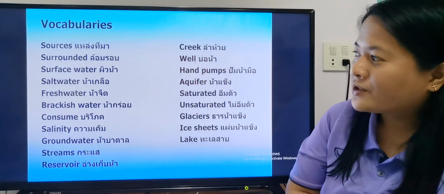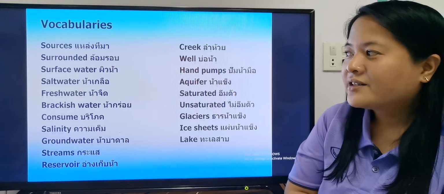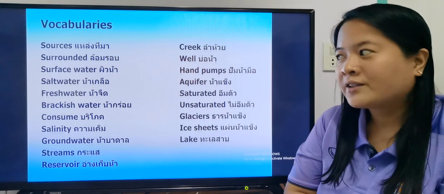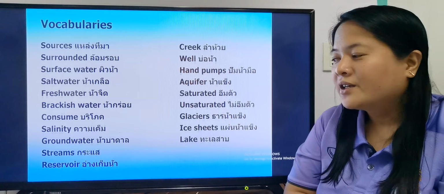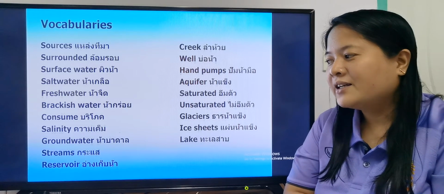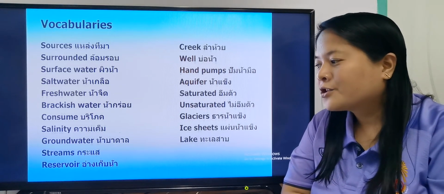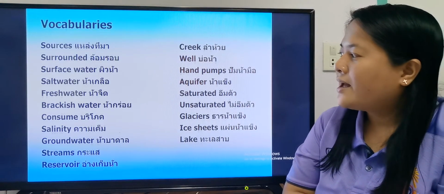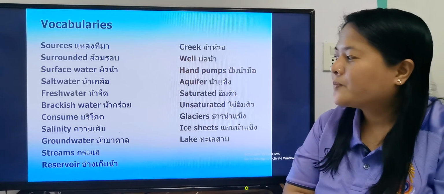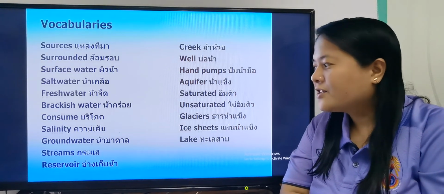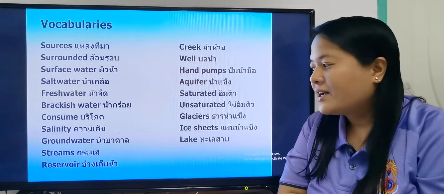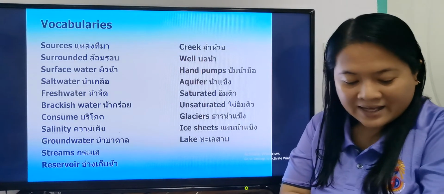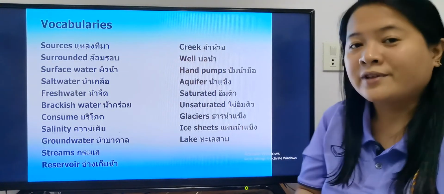We have sources, surrounded, surface water, salt water, fresh water, brackish water, consume, salinity, groundwater, streams, reservoir, creek, well, hand pumps, aquifer, saturated, unsaturated, glaciers, ice sheets, and lake. These are the words that we studied last time. Try to be familiar with them.